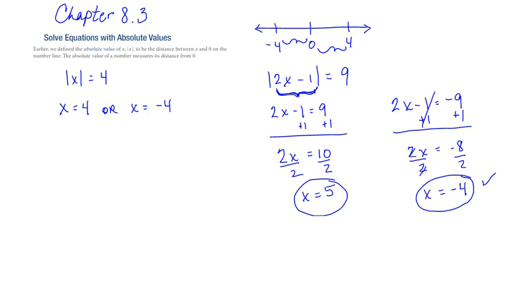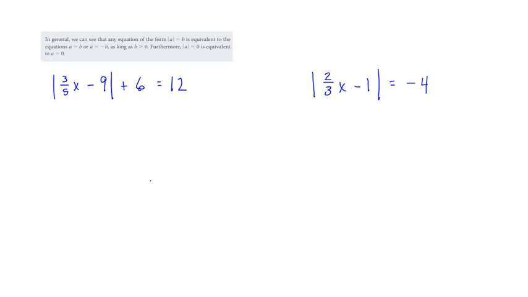You can plug a 5 in there, and 2 times 5 is 10. Subtract 1, that's 9. Take that absolute value, and that's 9. So this one also works. We're going to look at a few more that are a little more complicated. All right, here's another couple of problems to get us going.